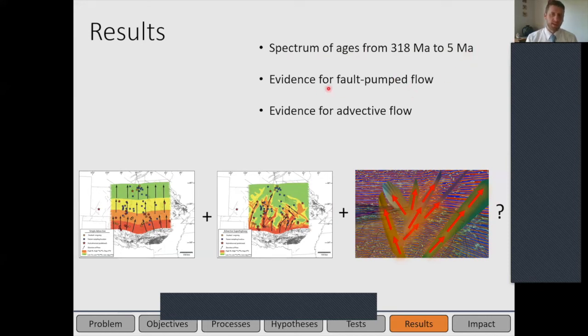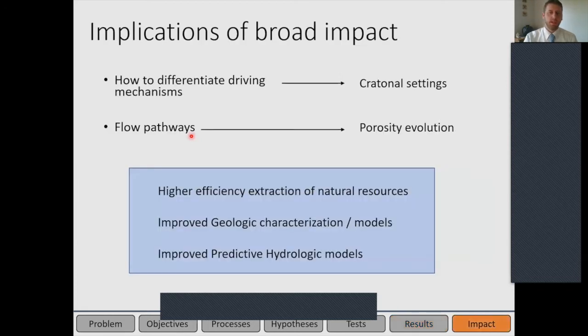So we have evidence for fault-pump flow. We have evidence for advective flow. And once I fill in, I suspect I will likely have evidence of this structurally plumbed flow. So I think what's really going on here is a complicated thing where the answer is yes, all of these are potentially happening. And hopefully by the end of this study, I'll be able to point out when is which.